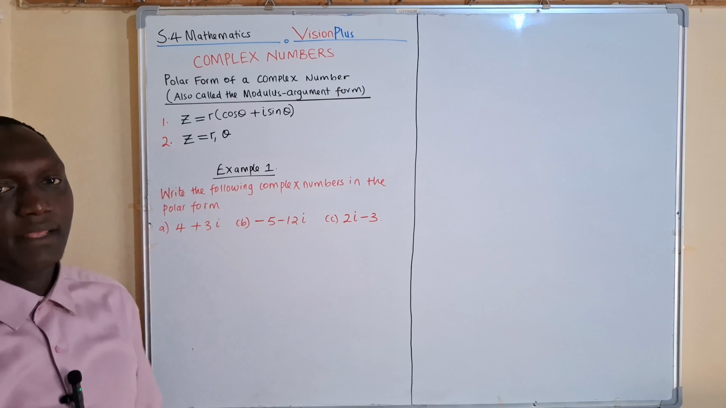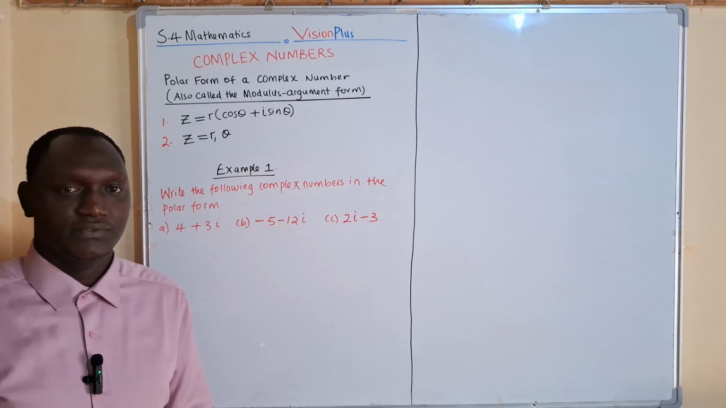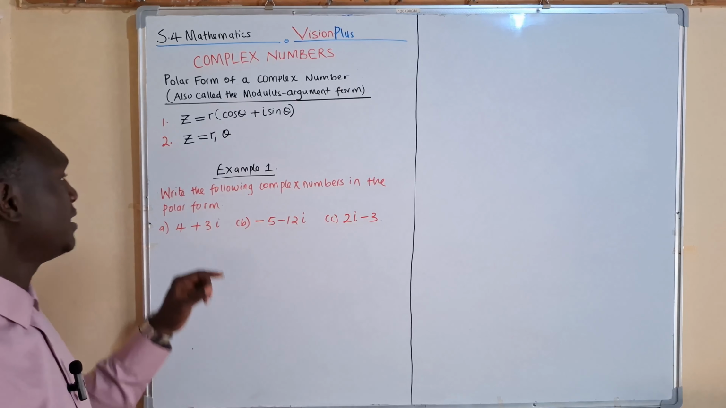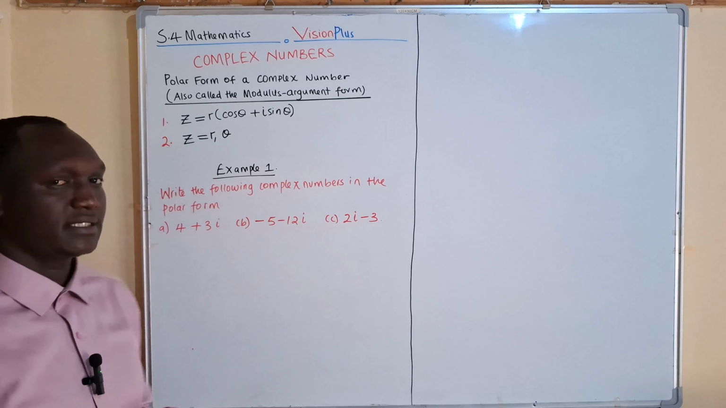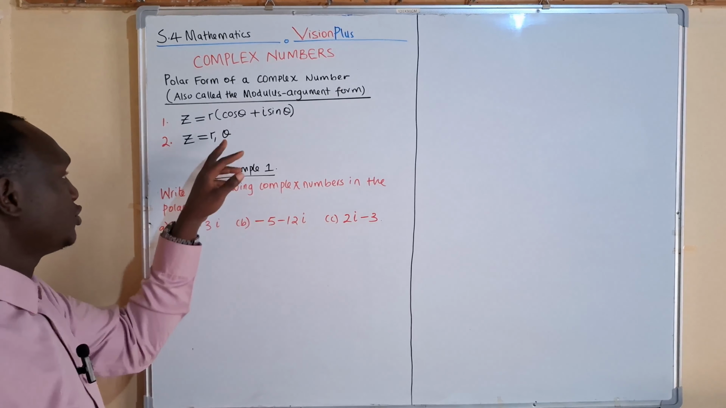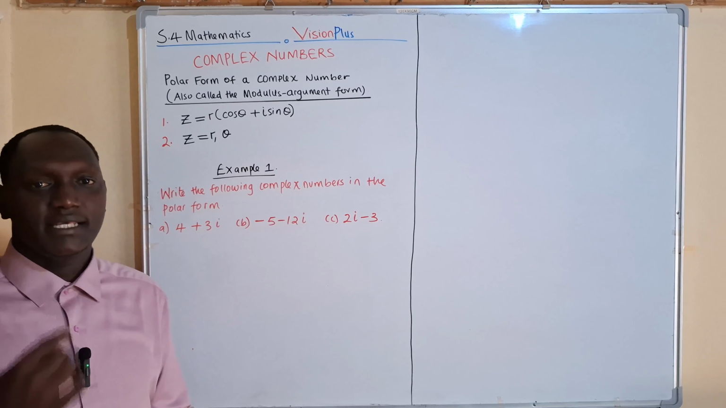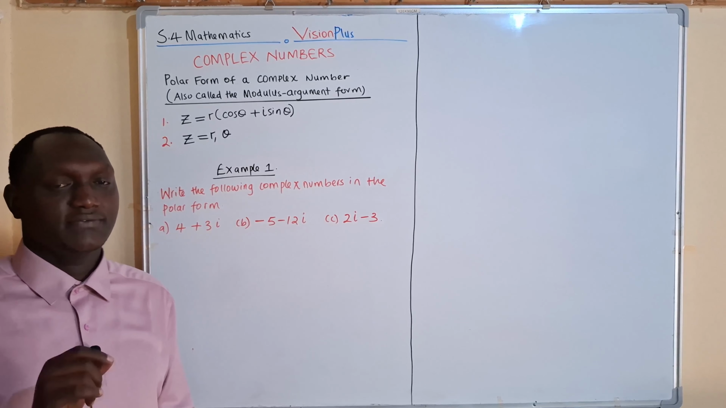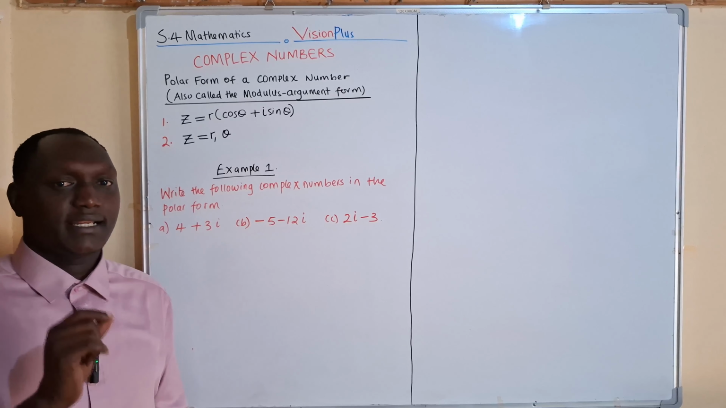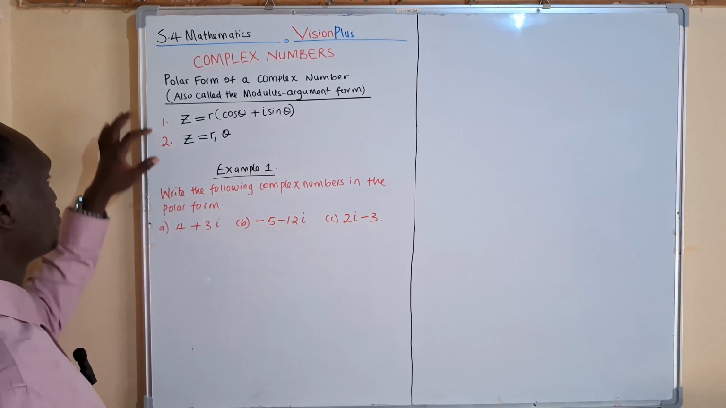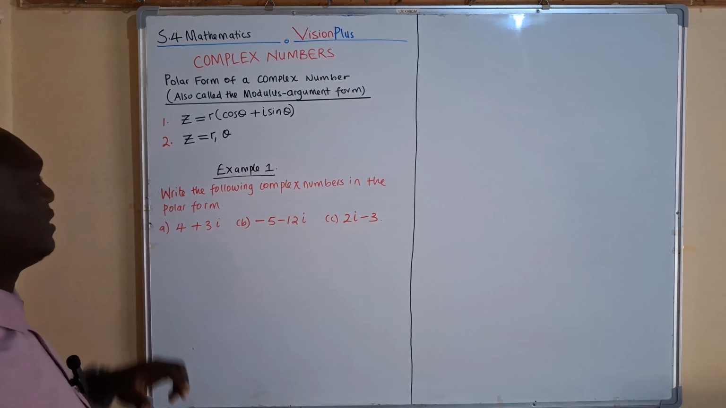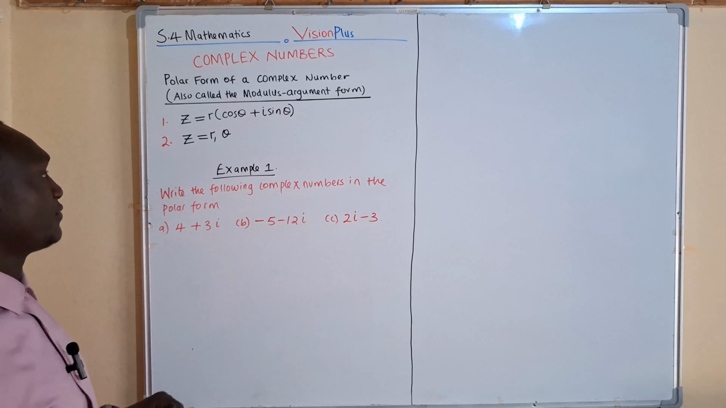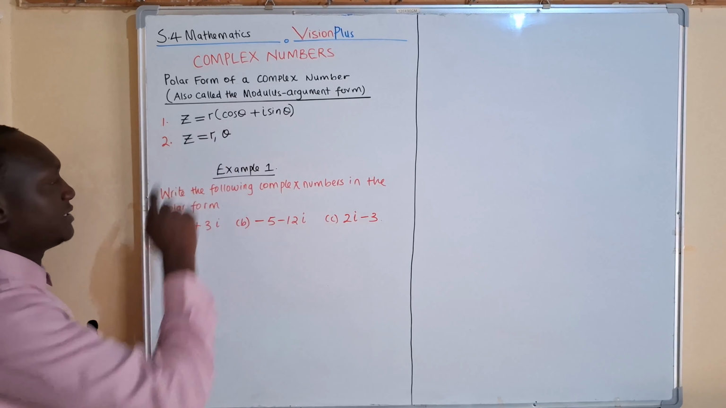We have said that a complex number is a sort of vector quantity. It has the magnitude and the direction. The magnitude of the complex number is what we are calling r. The argument of the complex number is the direction of the complex number. So any complex number is defined by its magnitude and its direction. These two forms give us the polar form of the complex number. So if you are asked to write any complex number in the polar form, you can use either this or this. They are the same.